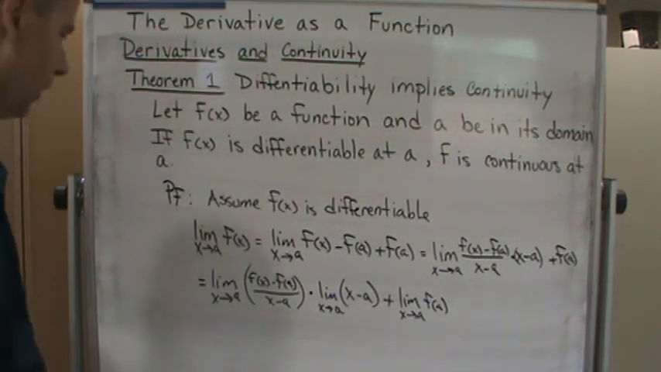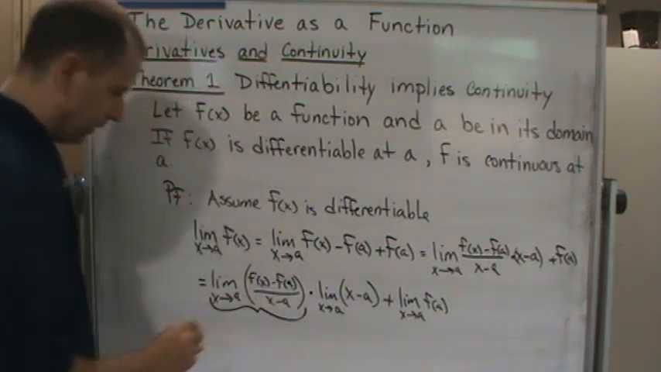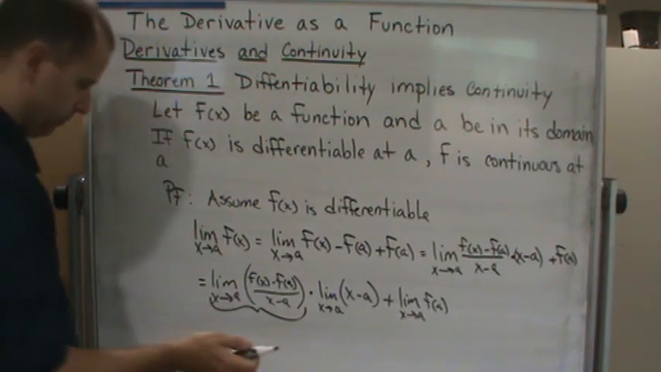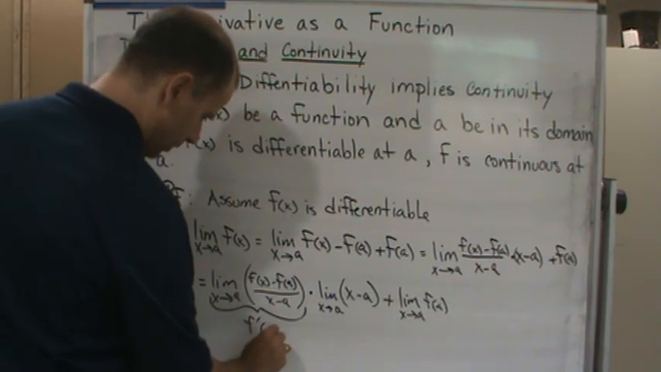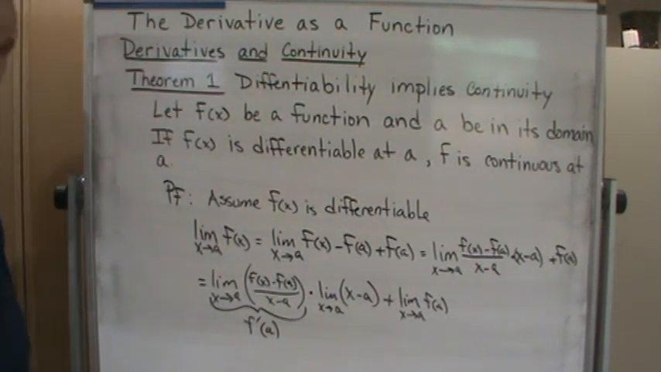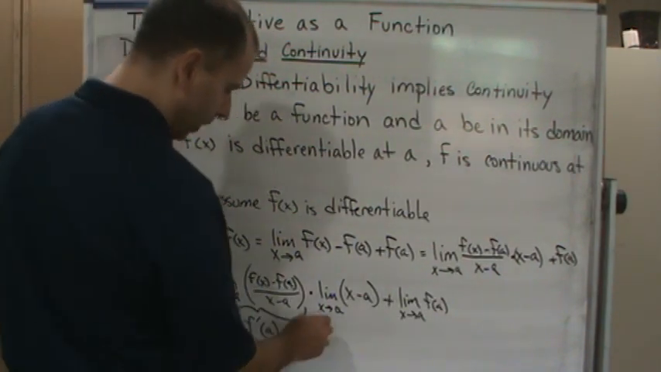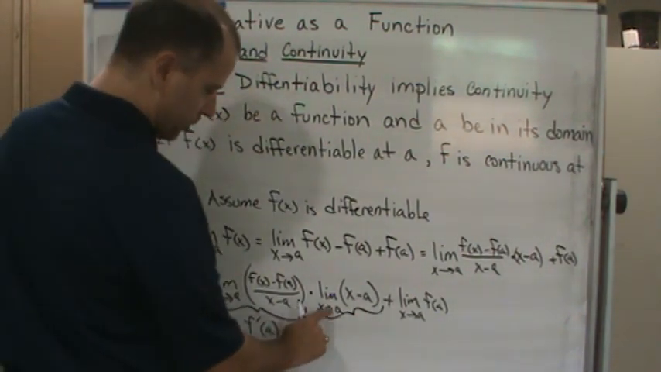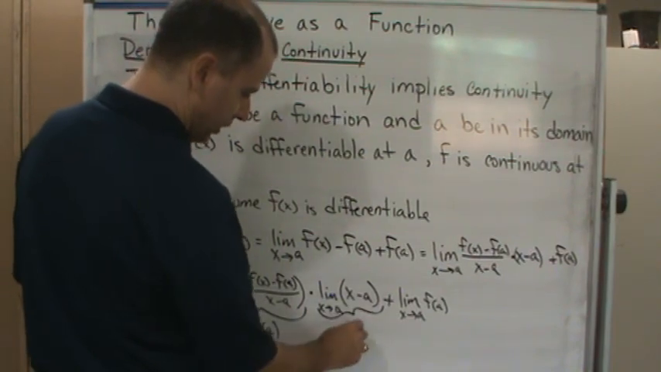Now, this is the definition of the derivative, right? So this is f prime of a, right? That's the definition of a derivative at a point a. So that's f prime of a. Now, what about this limit? Well, what happens to this limit as x approaches a? You get a minus a, which is 0.